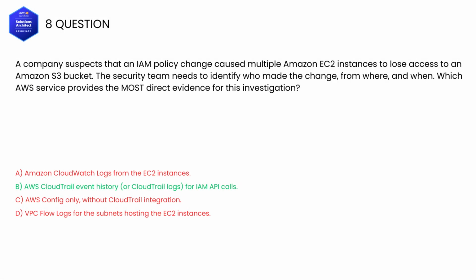And the correct answer is B. CloudTrail records API activity, including who performed actions, source IP, and timestamps. This provides the most direct audit trail for policy changes.